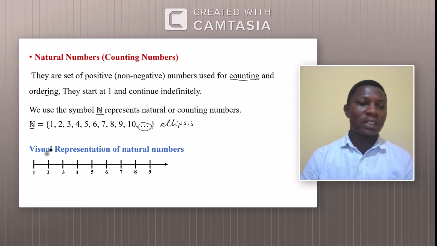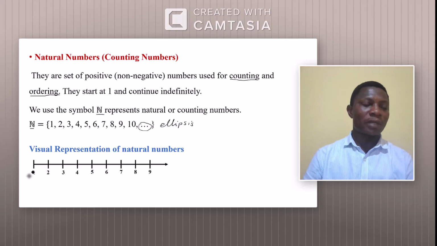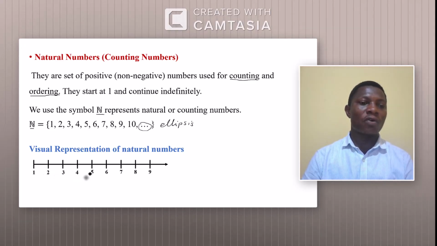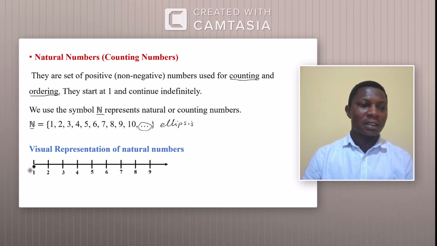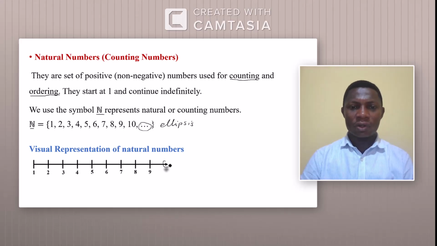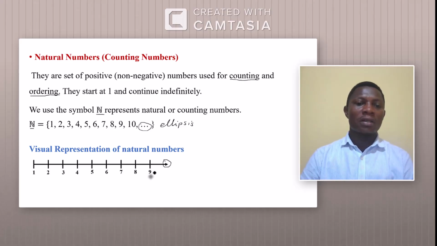Now let's look at a visual representation of natural numbers on a number line. On this number line, the numbers start from the left and as we move to the right side, we have 1, followed by 2, 3, 4, 5, 6, 7, 8, 9. The first number on it is 1. This is to show that natural numbers start from 1 and continue forever. And this arrow, as it points towards the right side, means there are a lot of numbers to be written, which means the same as the ellipsis.